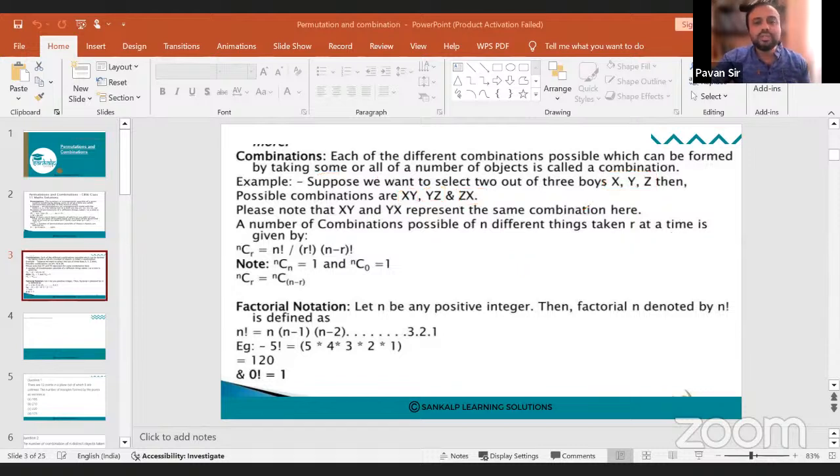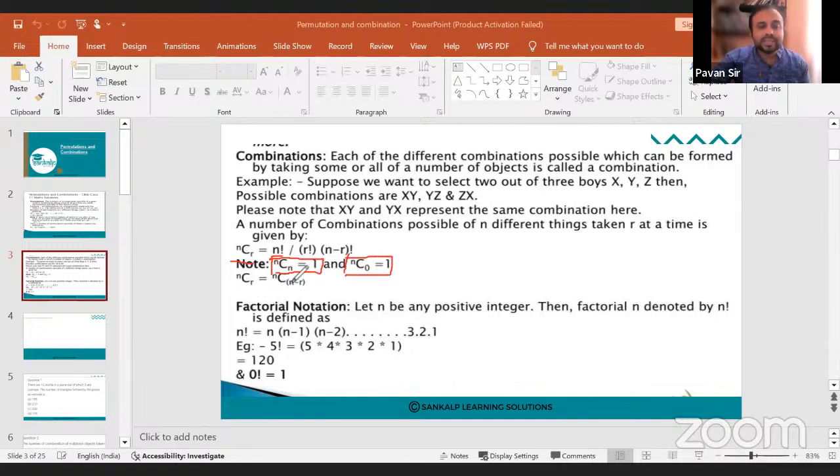Next, the number of combinations possible of n different things taken r at a time is given by nCr. nCr can be derived using the formula n factorial divided by r factorial into n minus r factorial. Here nCn is the important thing with respect to the CET examination. nCn is always 1, nC0 is always 1. These two you need to remember.